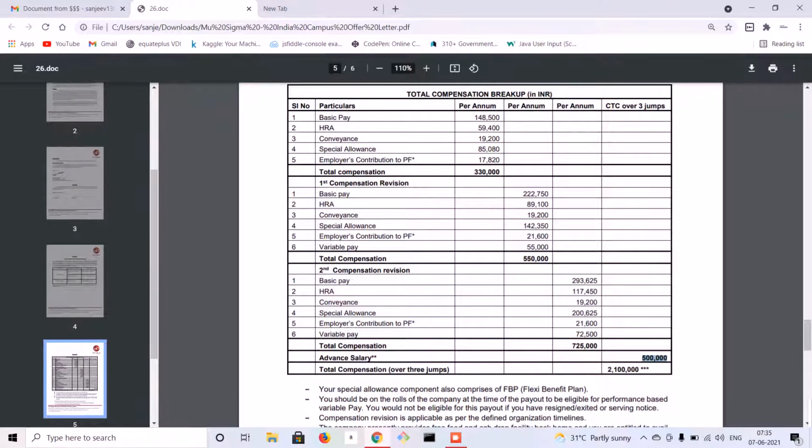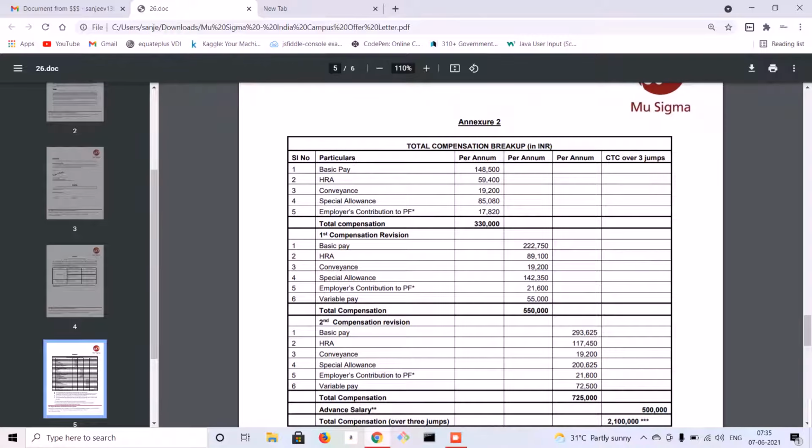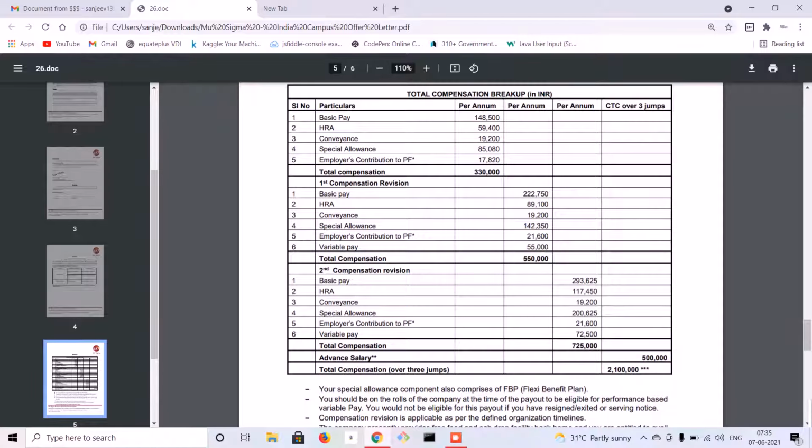In your second year, you can see there will be a hike from 148 directly to 2,22,750 rupees basically. From your second year, your compensation will be 5,50,000. So from the 3.3 package you will move in your second year to 5.5 LPA, and in your third year you will move to 7.25 LPA. This is your per annum package, and the 5 lakh is an additional bonus. So including everything, in your 3 years you will get 21 lakh.